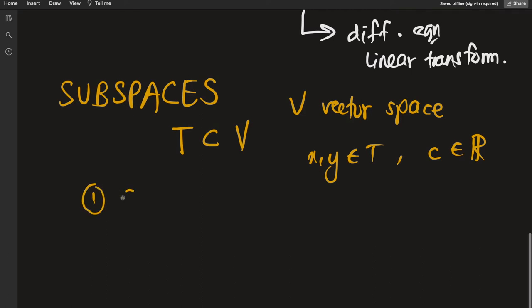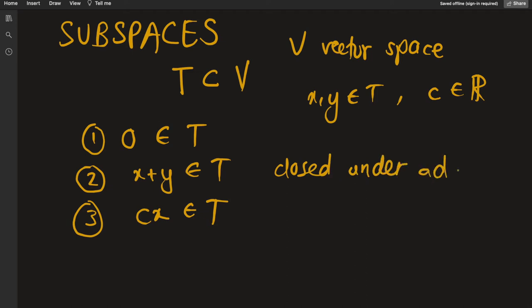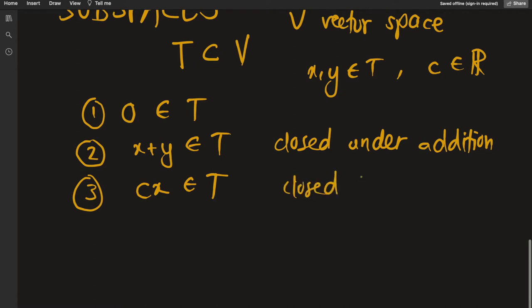The first condition is that the zero element should belong in the set T. Second condition is x plus y. x and y are already elements of T, so x plus y should also be an element of T. This is what you call closed under addition. And lastly, a scalar times x should also be an element of T. And this is what you call closed under scalar multiplication.